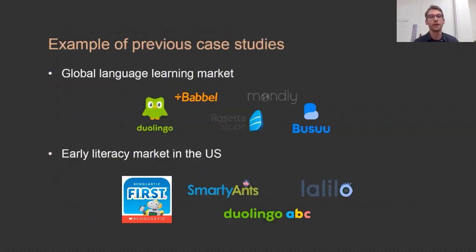So I've conducted two case studies. The first is about global language learning markets, with players like Duolingo, Babbel, Rosetta Stone, Mondly, Uzu. The second one is about the early literacy market in the US. You can find in this market Duolingo with a specific application, Duolingo ABC, and also players from publishers like Scholastic and Smarty Ants, which belongs to McGraw-Hill. And then Lalilo, which is an edtech startup.